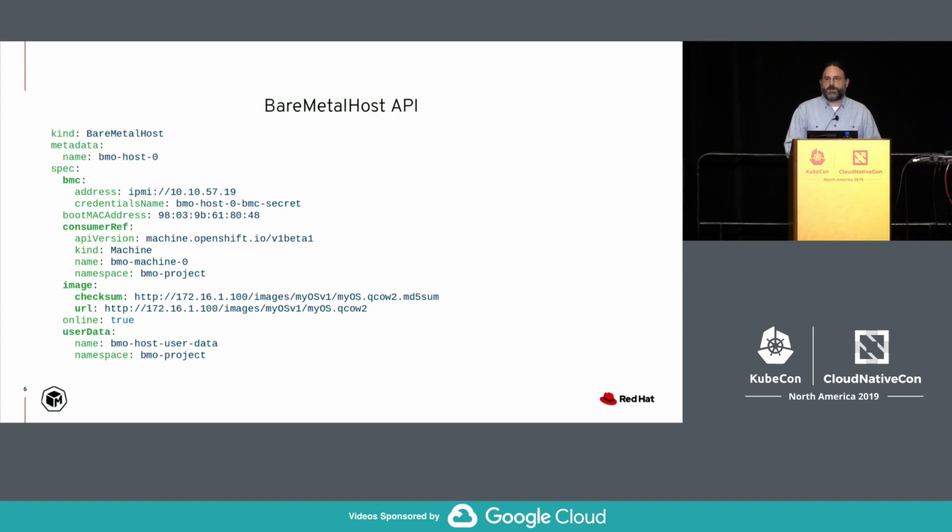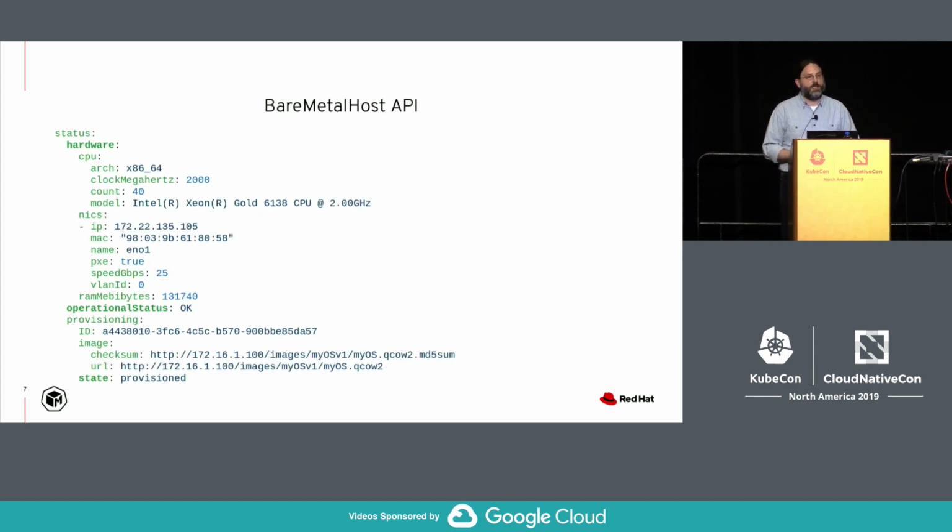The image fields control what image has actually been provisioned to the host. So if you want to re-provision the host with a newer image, you would change the URL there, and that would trigger re-provisioning, writing a new image to that disk. And then the user data field points to a secret that contains information that we pass to config drive, so that during the boot process, you can inject your SSH keys or anything like that. And we use that within OpenShift to inject the ignition configuration data. So that's the spec section of the host.